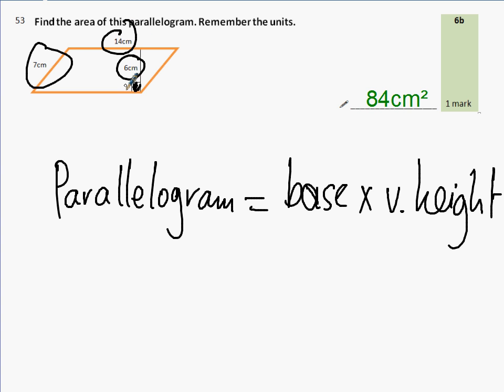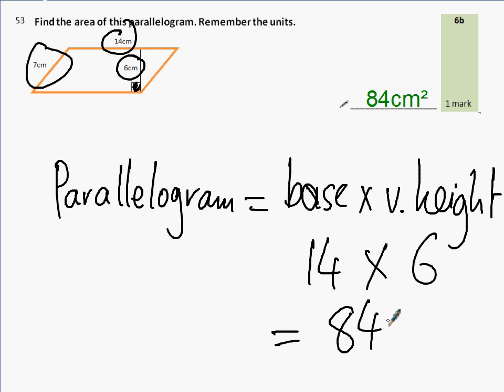need is that. So we do the base 14 times the vertical height, which is 6. What do you get? 84. Remember the units, square centimetres. The classic mistake that people often make is that they think they need to divide by 2. You do not. You divide by 2 specifically for triangles and trapeziums. But for parallelograms, including squares, rectangles, rhombuses, you don't divide by 2. It's just base times height.